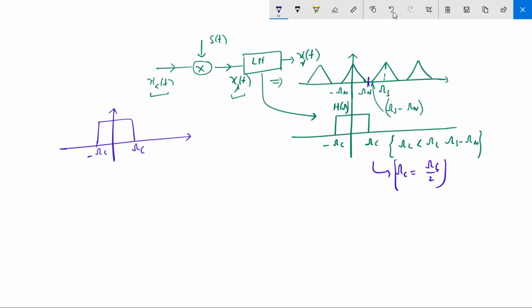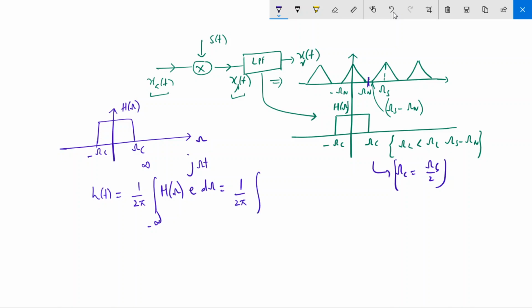Your output will be the convolution between the two. So in order to find the convolution, I have to first find the impulse response of this filter. The impulse response of this filter h(t) can be found using the inverse Fourier transform, so 1 by 2 pi integration of H(omega) e raised to power j omega t d omega. This is the inverse Fourier transform. Okay, and then you can simply find it.